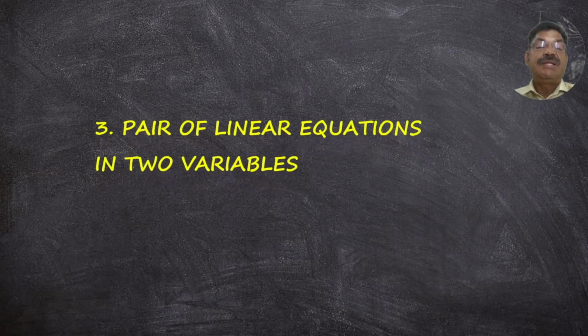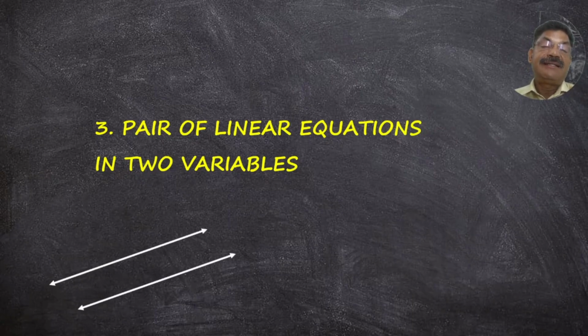Today we are going to see the chapter on pair of linear equations in two variables. A linear equation in two variables represents a straight line in the xy plane, that is, the Cartesian plane. A pair of linear equations in two variables will represent a pair of straight lines in the Cartesian plane. So, what are the possibilities of a pair of straight lines in a Cartesian plane?